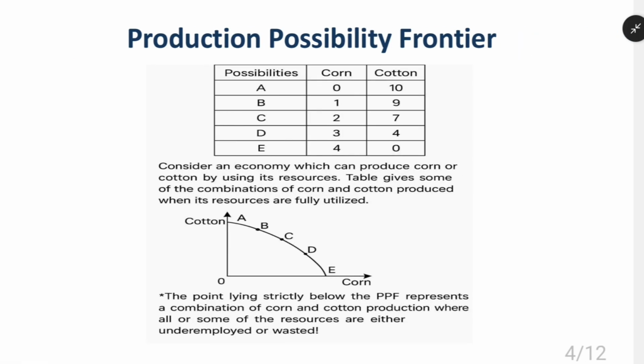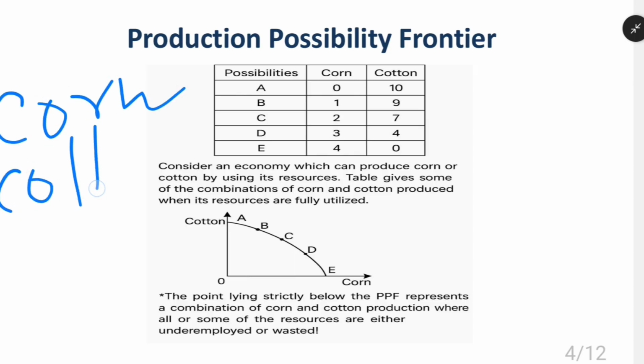Production possibility frontier. Here, understand the table and the graphical representation. Consider an economy which can produce corn or cotton using its resources. These are the two goods: corn and cotton. The economy is producing these two goods using its resources. The table gives some of the combinations of corn and cotton produced when its resources are fully utilized. These few possibilities are shown as A, B, C, D, and E. There are 5 combinations in total.